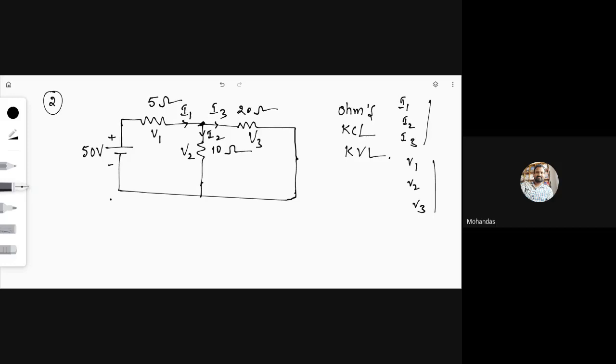Now all of you listen carefully how to solve this problem. So how many basic loops are there in the circuit? Please, anybody can tell me here. How many loops are there in the circuit?